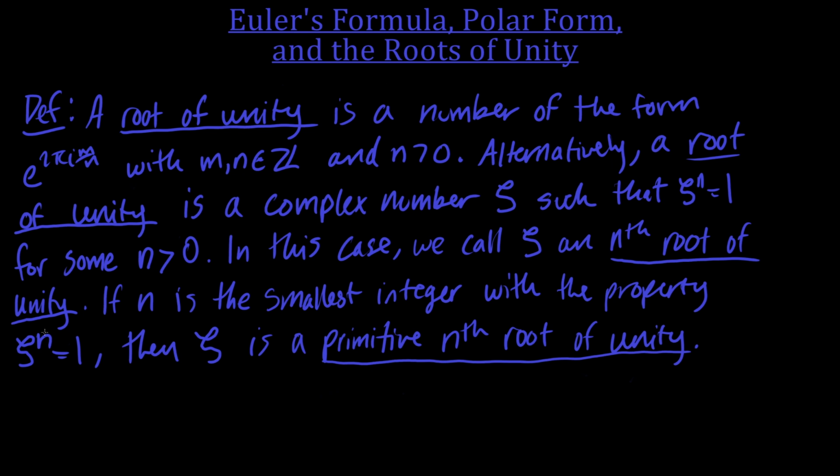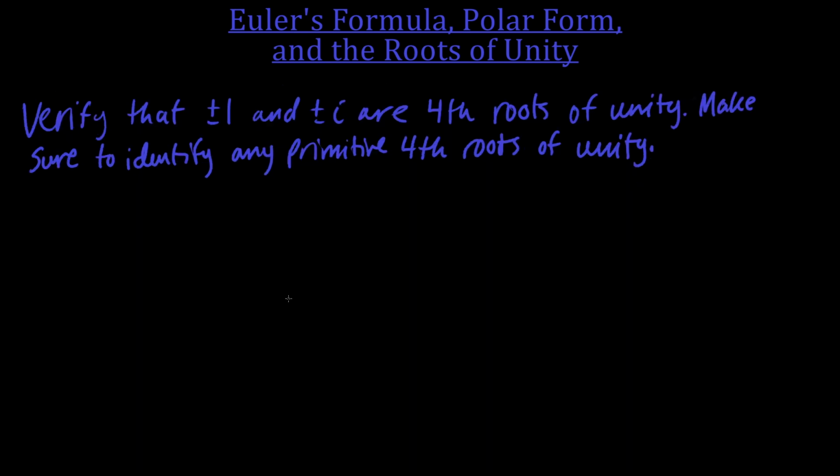Now, in the next section, let's go over an example so that we can solidify our understanding of this concept. Okay, so here's the example. We want to verify that positive 1, negative 1, positive I, and negative I are fourth roots of unity. And then we want to make sure to identify any primitive fourth roots of unity. Recall that a number is a fourth root of unity if that number raised to the fourth power equals 1. So let's verify that for all four of our numbers.